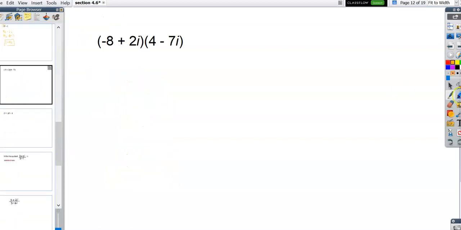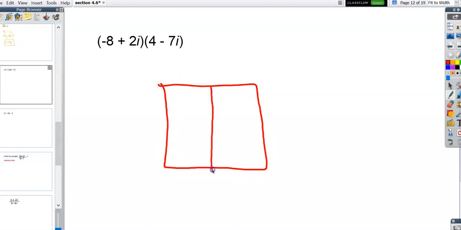If we're multiplying complex binomials, you can think about this as, pretend the i is an x. We've seen that before. You do the box method, multiply everything out. Now we're just changing the value of what x is. And this time it's not x squared. It becomes negative 1 because it's i squared. So I'm just going to write out both terms. Negative 8 plus 2i. And then 4 minus 7i.